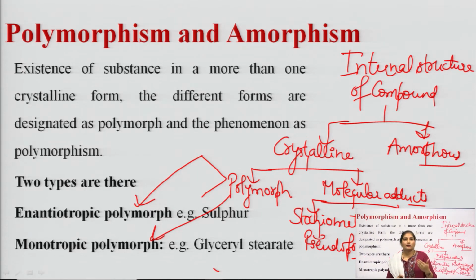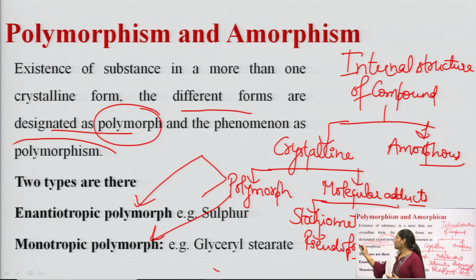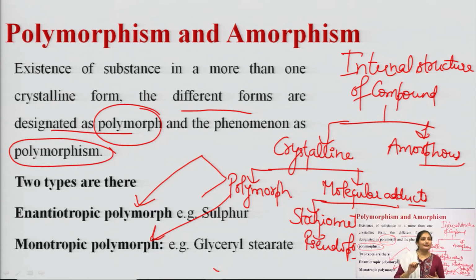Okay. So, depending on the internal structure of the compound, a substance can exist in more than one crystalline form, and if there is a drug substance that is existing in more than one crystalline form, then those different forms we can call the polymorphs, and the phenomenon is known as polymorphism. Okay. So, this polymorphism is of two types. One is the enantiotropic polymorph and the second one is the monotropic polymorph.